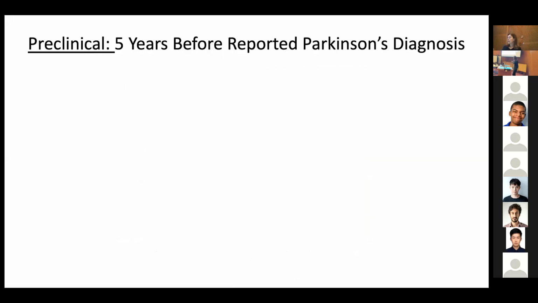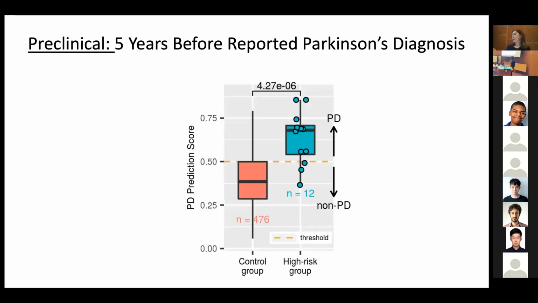So some of the patients in our study, we have breathing data for them 5 years before their reported Parkinson's diagnosis. Let me show you when we compare that. Here, the patients in blue, and the red ones are control, people who never developed Parkinson's. But at this time, even the blue ones didn't know that they had Parkinson's.